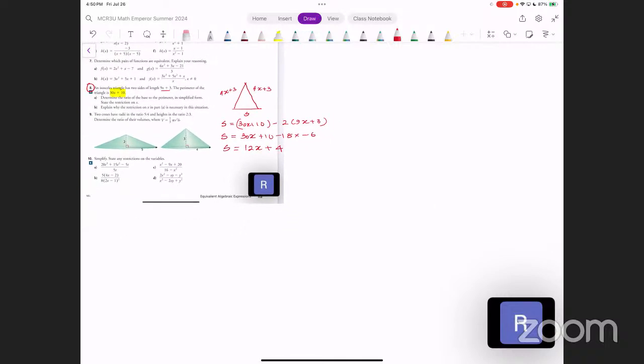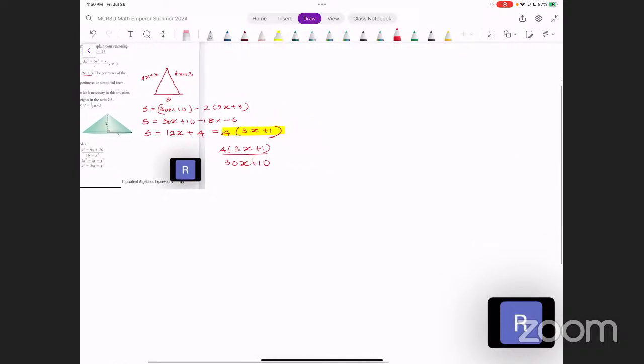Well, we can factor this one out. If I do 4x as a common factor, what would I get? 3x plus 1, isn't it? Now this is my base, the bottom, isn't it? Now they want the ratio of the base to the perimeter. Perimeter is 30x plus 10. That's the ratio they're looking for.